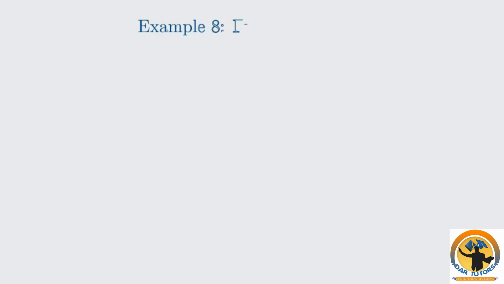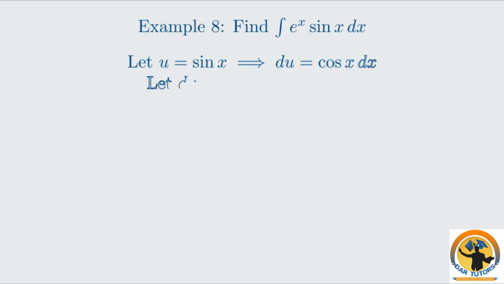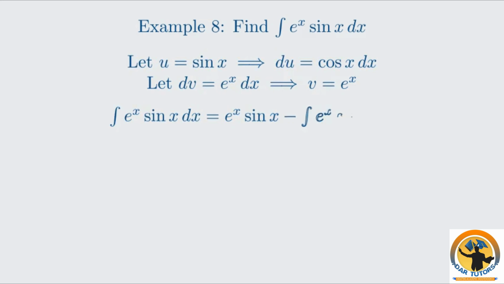Consider the integral of e to the x times sine x. Using LIATE, we have an exponential term and a trigonometric term. Exponential comes last, so we choose u equals sine x. Let u equal sine x and dv equal e to the x dx. Applying the formula, we get e to the x sine x minus the integral of e to the x cosine x dx. The new integral is not simpler. It's another product of an exponential and a trigonometric function. This is a sign that we need to apply integration by parts a second time.